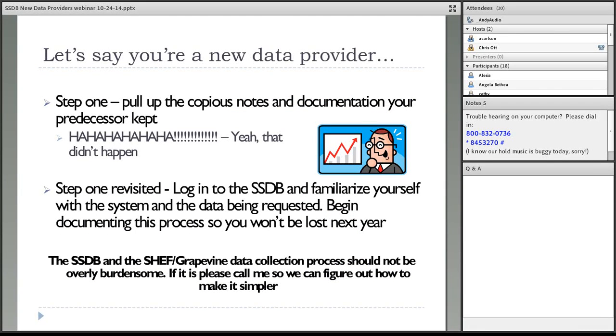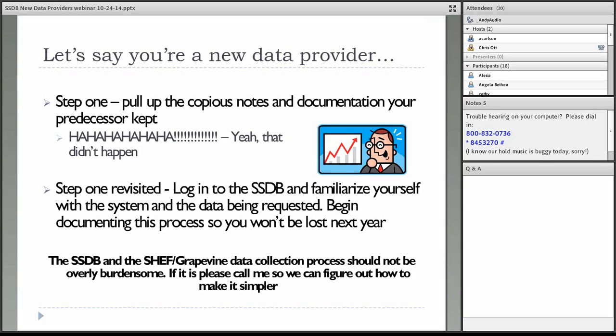So let's say you're a new data provider. Your first step, you've never done this before, you're filling in for somebody who's probably taken another job somewhere, or maybe retired. So you pull up those copious notes and documentation that your predecessor kept. And this is my bad joke. I know that that probably didn't happen.